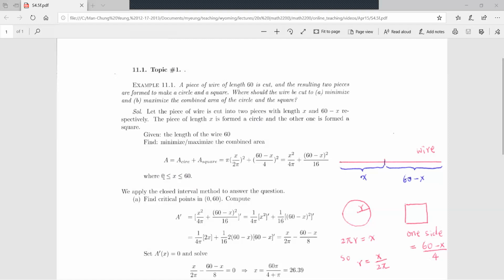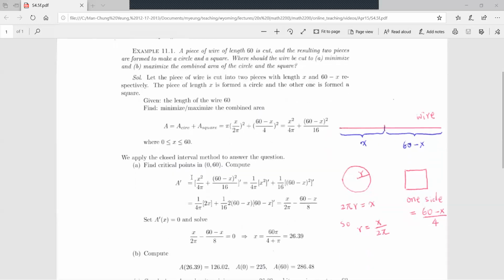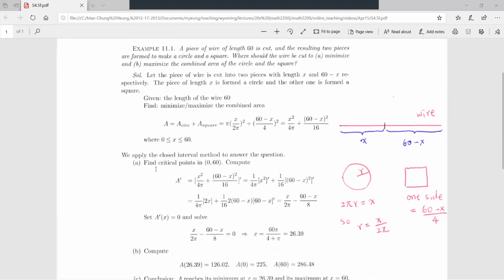Because this interval is a closed interval, I apply the closed interval method to solve this problem. Step 1, find critical points inside the interval. So I take the derivative of A with respect to X. Okay, then 1 over 4 pi is a constant, move it out. 1 over 16 is a constant, move it out. Derivative of x squared is 2x.